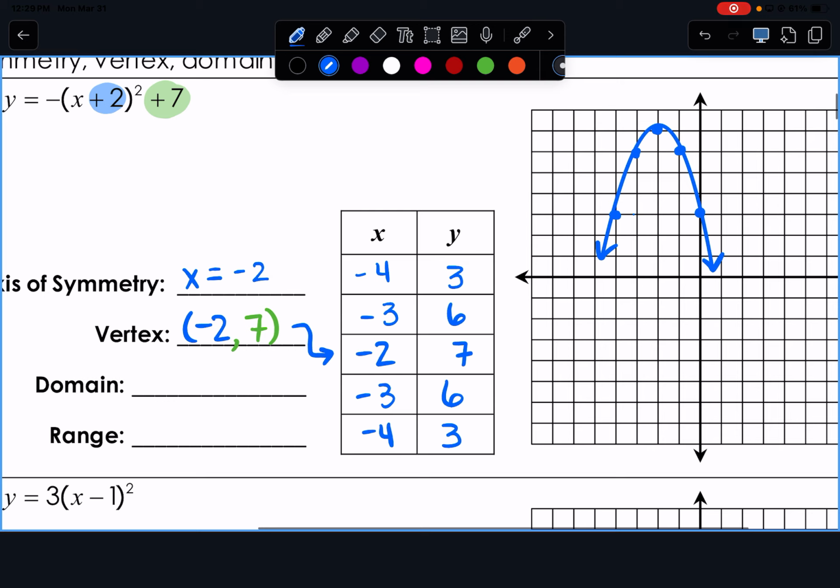All right, now we have this as our graph. Does this graph ever stop going to the left? Does it ever stop going to the right? No. So our domain is? All right, does this graph ever stop going down?